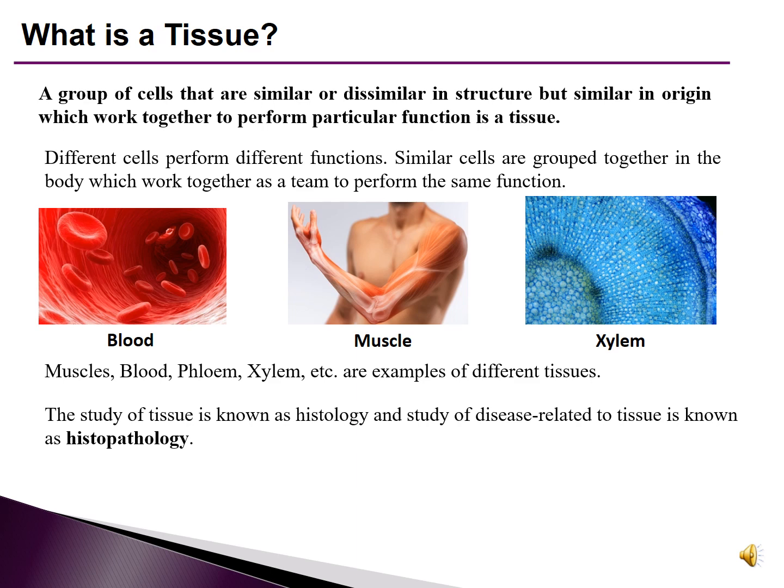A non-living material called the intercellular matrix fills the spaces between the cells. This may be abundant in some tissues and minimal in others. The intercellular matrix may contain special substances such as salts and fibers that are unique to a specific tissue and give that tissue distinctive characteristics. Some examples are blood, muscle, bone, xylem, phloem, etc.